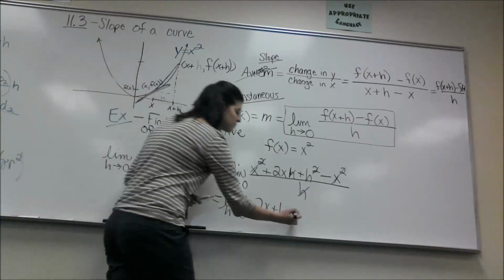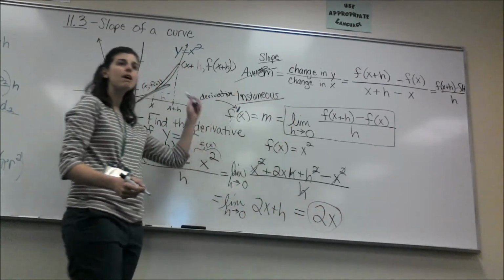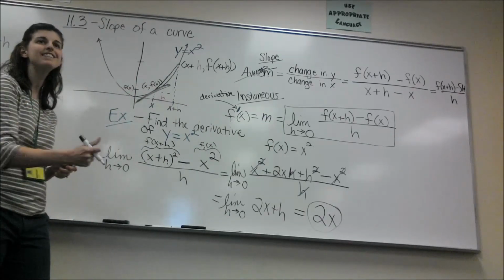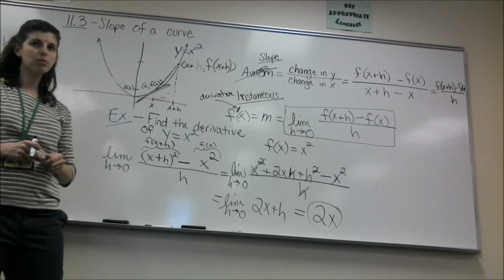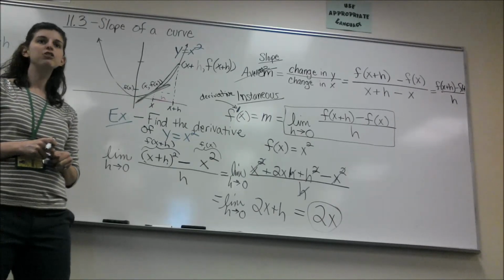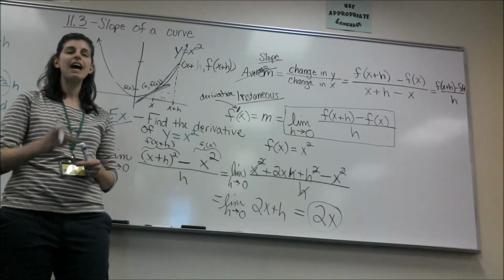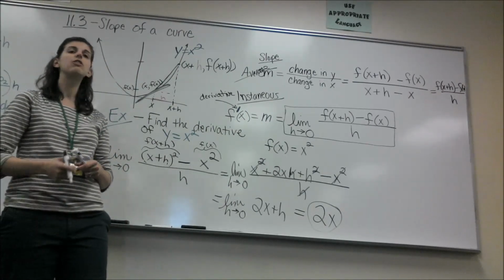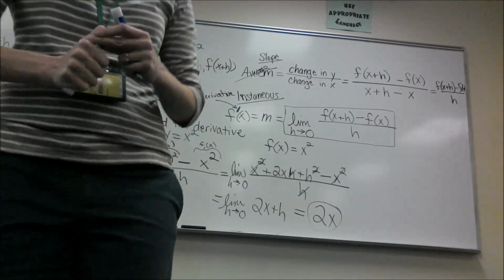So you're telling me that 2 times my x value is my instantaneous slope everywhere on this curve. That's what you just found. 2 times the x value you're on is the slope at the x value on your graph. All right.